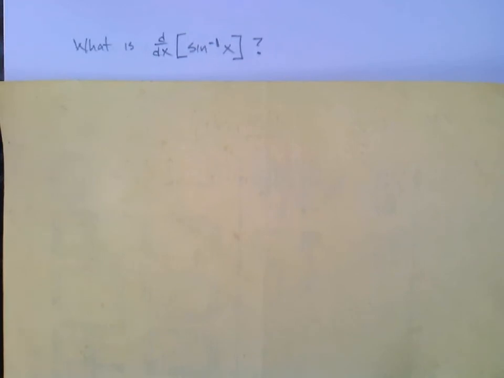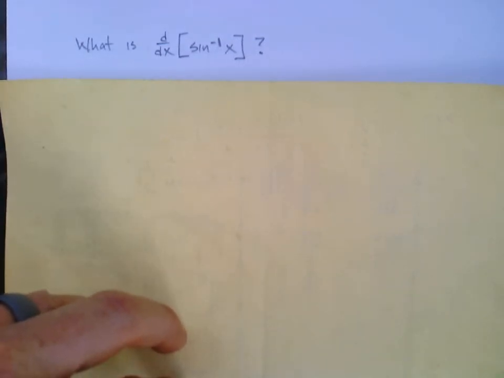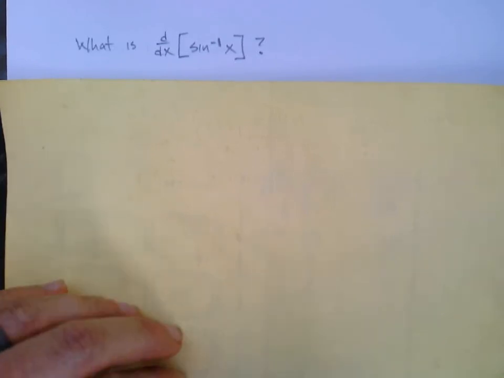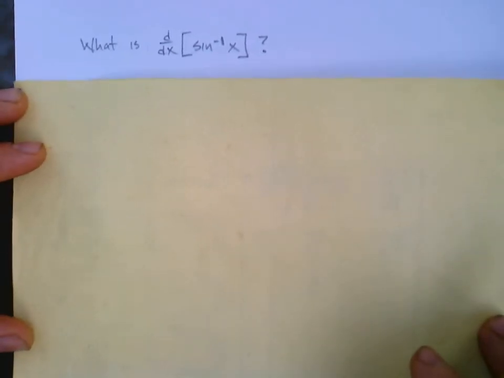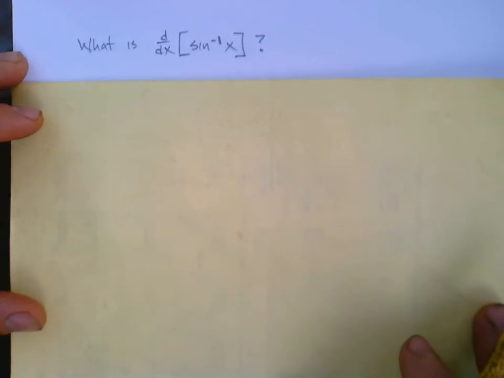Okay, so in a moment, we're going to know the derivative formulas for all 6 inverse trig functions. And implicit differentiation is going to help us do that. How is that? How is implicit differentiation going to help us with the inverse trigs? Okay, so check it out.